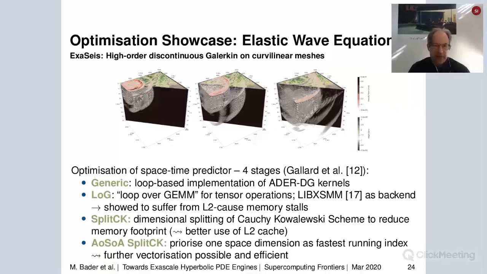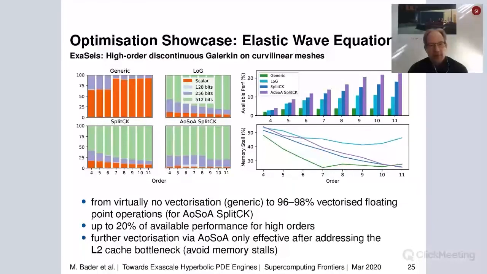And so there were 2 algorithmic optimizations: doing a dimensional splitting of the CK scheme used to compute the space-time predictor, and then switching to an array of array scheme. So we do have the classical array of struct, where the struct of arrays conflict in our engine, and we solved that to prioritize one of the typically 3 space dimensions as the fastest running index, and that allows us further vectorization at, I would say, mediocre overhead for programming and complexity of the code.